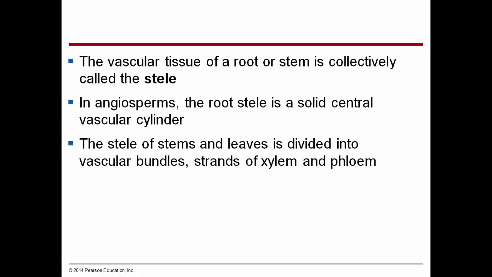The vascular tissue of a root system is collectively known as the stele. In angiosperms, the root stele is a solid central vascular cylinder. The stele of stems and leaves is divided into vascular bundles, strands of xylem and phloem.